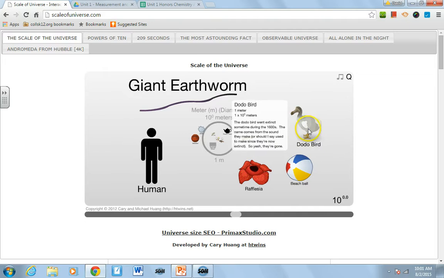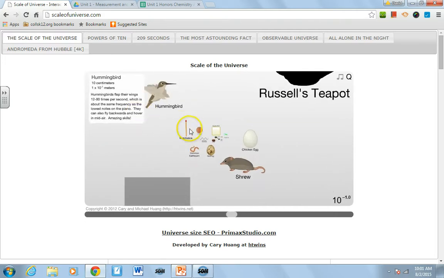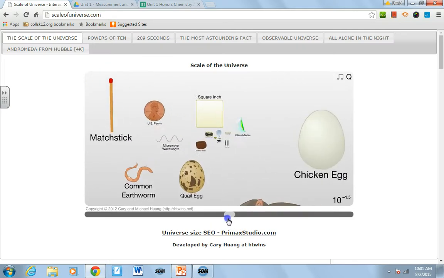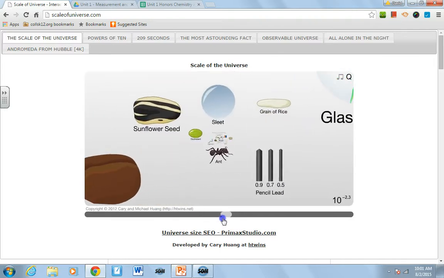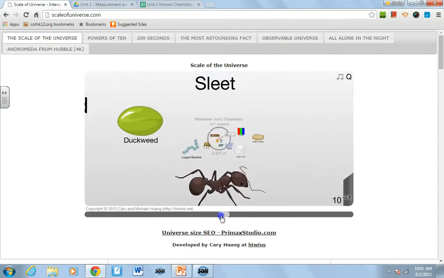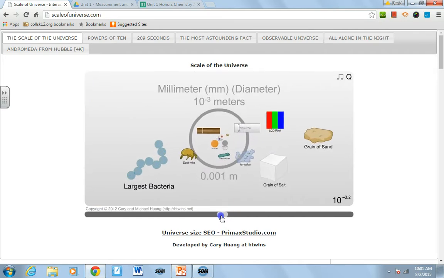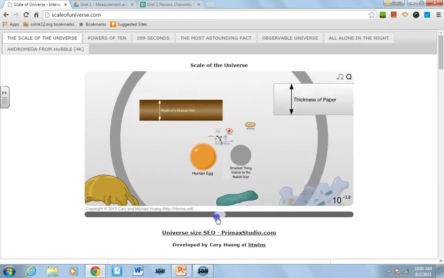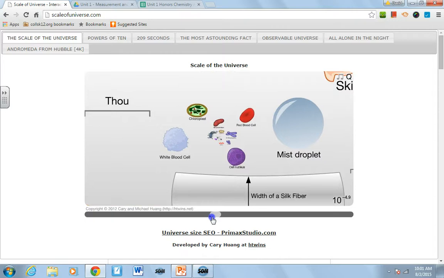And then there's the dodo bird, and you can go in here and see some of these things. Hummingbird, and you notice we're slowly moving in, getting through the things that we can see with our naked eye. Then there's a sunflower seed and an ant, so we're getting really small here to see with our naked eye. And now we're getting into things that you can't see without a microscope. So there's an amoeba. You guys should probably know this stuff from biology. Okay, and so there's silk fiber.